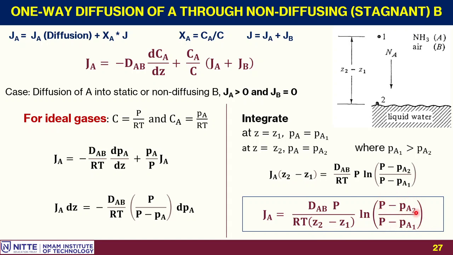If you observe this carefully, the numerator is equal to PB2 because of Dalton's law. Dalton's law says PA2 plus PB2 will be equal to total pressure, and PA1 plus PB1 will be equal to total pressure. So using Dalton's law, you can write PB2 in the numerator, PB1 in the denominator.